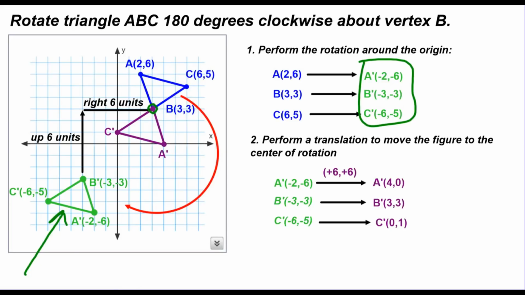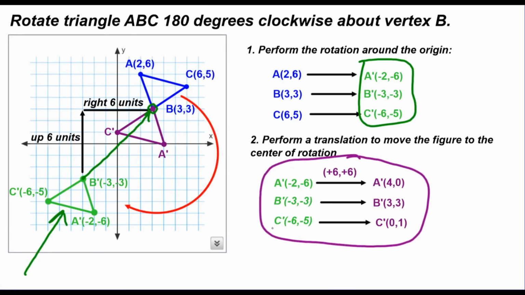So I rotated it 180 degrees first, and then secondly, I need to perform a translation. I need to move this shape so that B matches up with where B started, because if I'm rotating that original triangle around vertex B, B isn't going to move. So I need to put B back on top of B where B was before. To do that, all I have to do is count the number of spaces that I need to slide this thing. I need to move it up 6 units and right 6 units to get it back where it was. And that's what I'm doing right here.